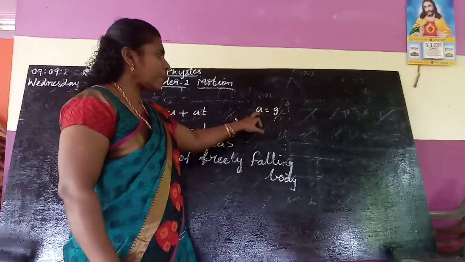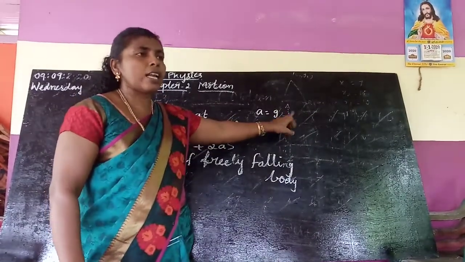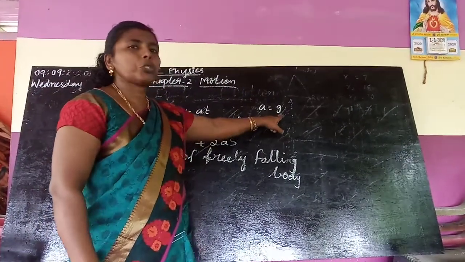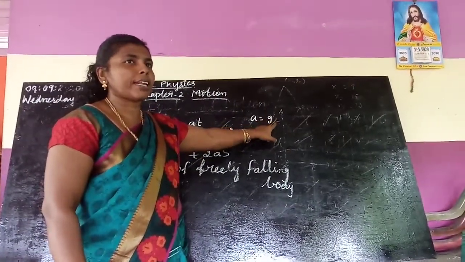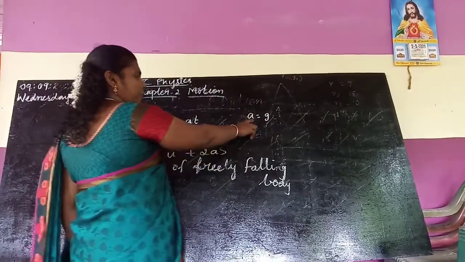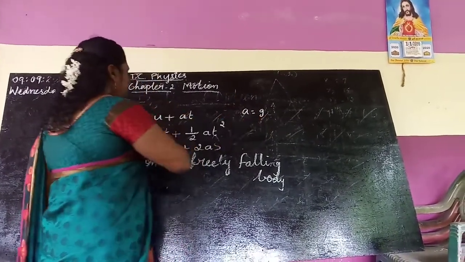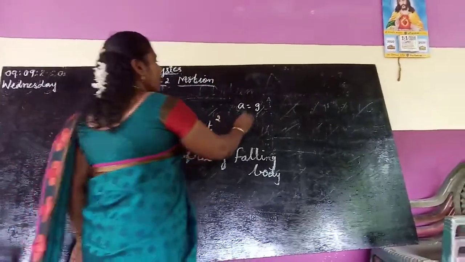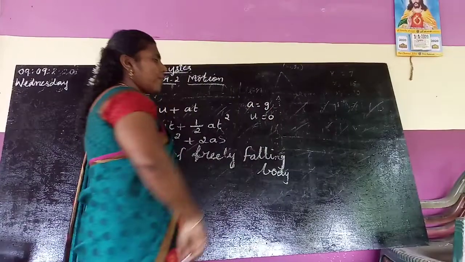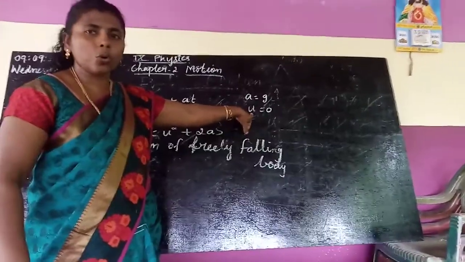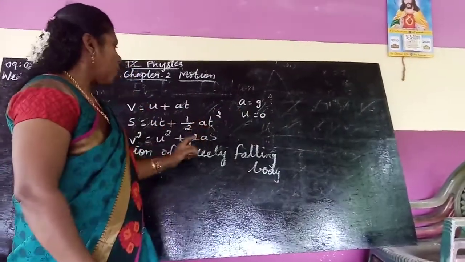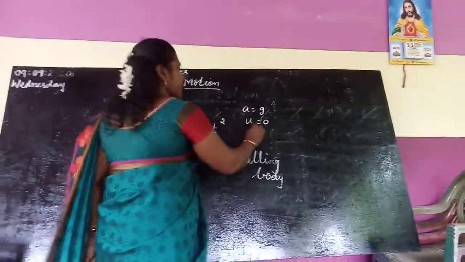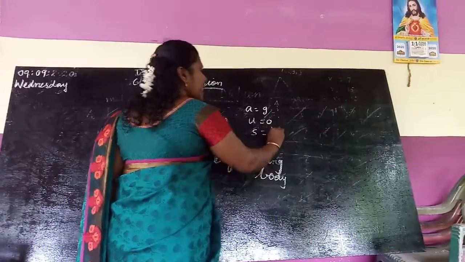g. So instead of acceleration, we are writing here acceleration due to gravity. What is g? Acceleration due to gravity. So instead of a, we have to write g. Then initial velocity, starting velocity, u equal to 0. Now, displacement, same height, so displacement s we have to write h.